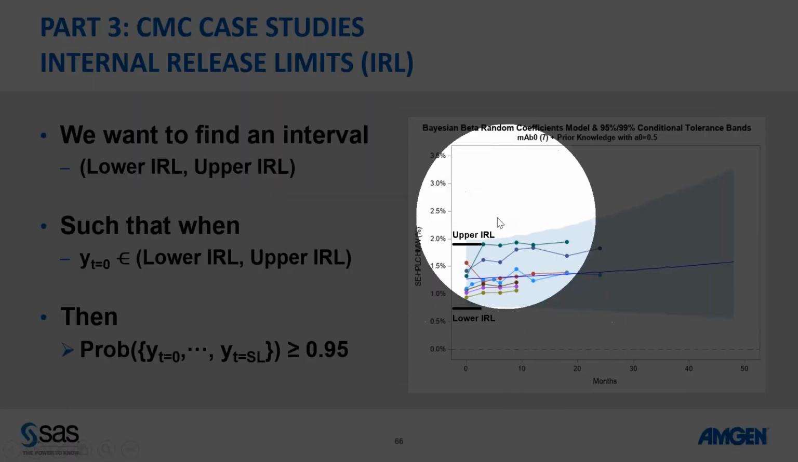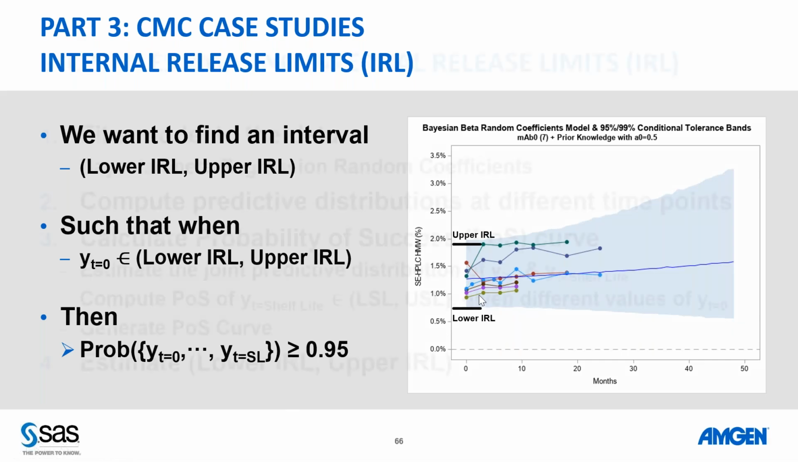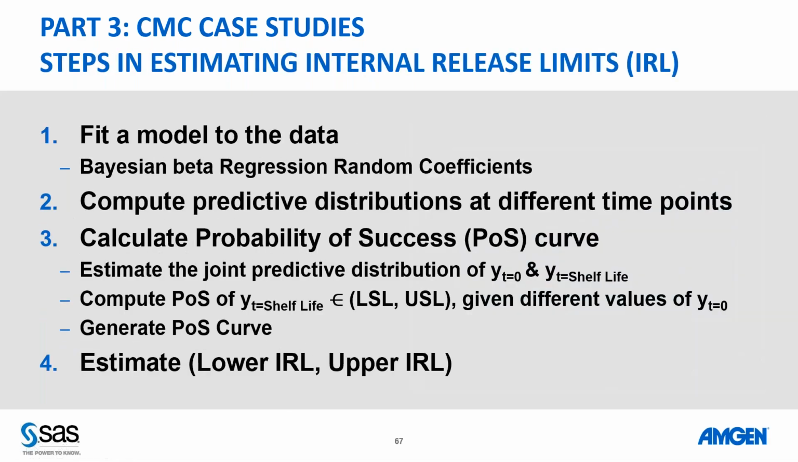So how do we find these two things? This is the recipe to do that. You have to fit the model to the data. We've done that. This is the Bayesian beta regression with random coefficients that we just saw. And now we're going to compute the predicted distribution. We mentioned the predicted distribution last time when we were looking at the variance component, and we were talking about the two main types of tolerance intervals, the content and the expectation.